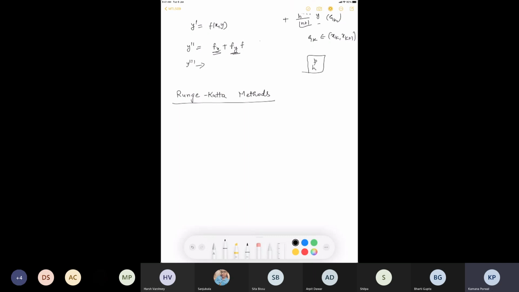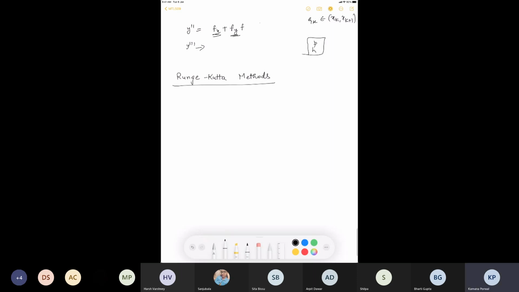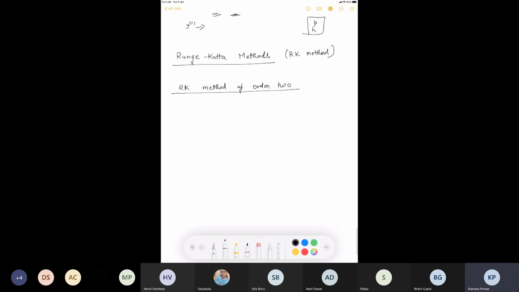So we'll start with a simple case and then see what happens for the higher cases. Let's first understand the simplest case. I'm going to refer to them as RK methods, rather than writing the complete term. The first method here is the RK method of order 2. We understand this method in detail, and then we'll try to generalize it for any p.